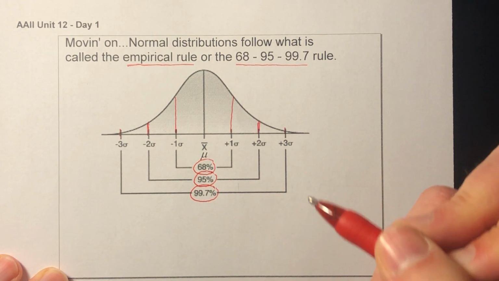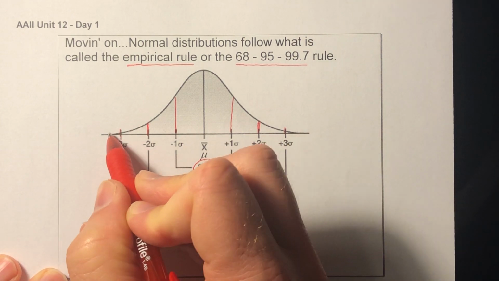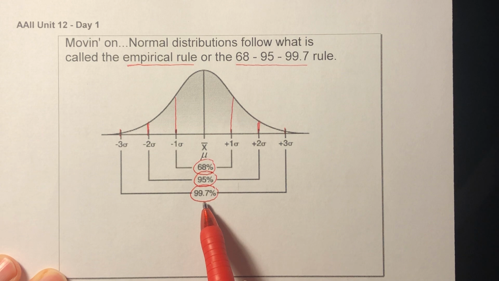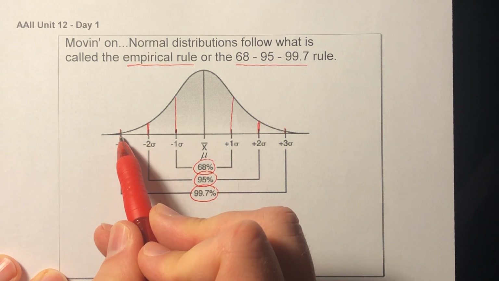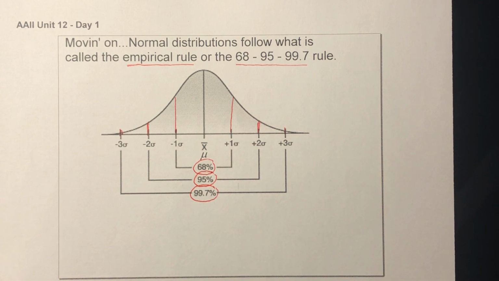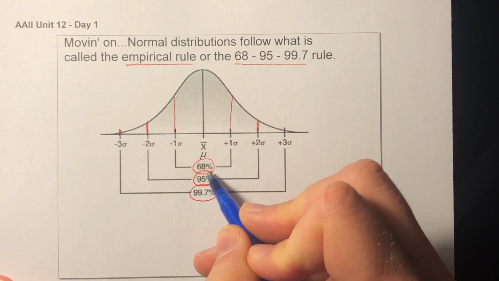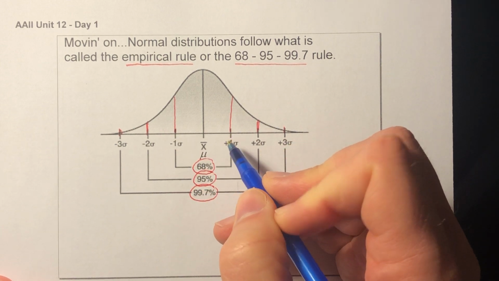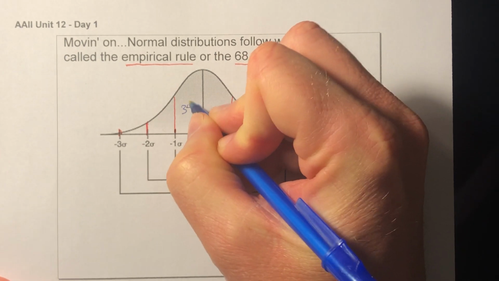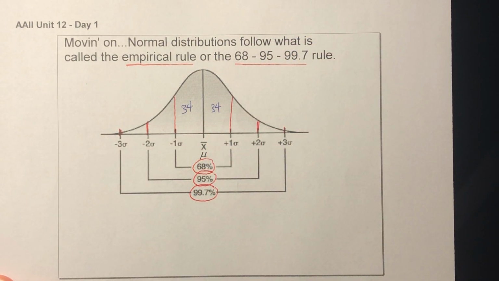All right, so keep in mind, if you think of your 100%, we still have a little sliver over here and over here. So that 99.7% goes from negative 3 standard deviations all the way to positive 3 standard deviations. Now let's put some of this into context here. So if 68% goes from here to here, wouldn't it make sense that 34% is there and 34% is there because of the symmetry?